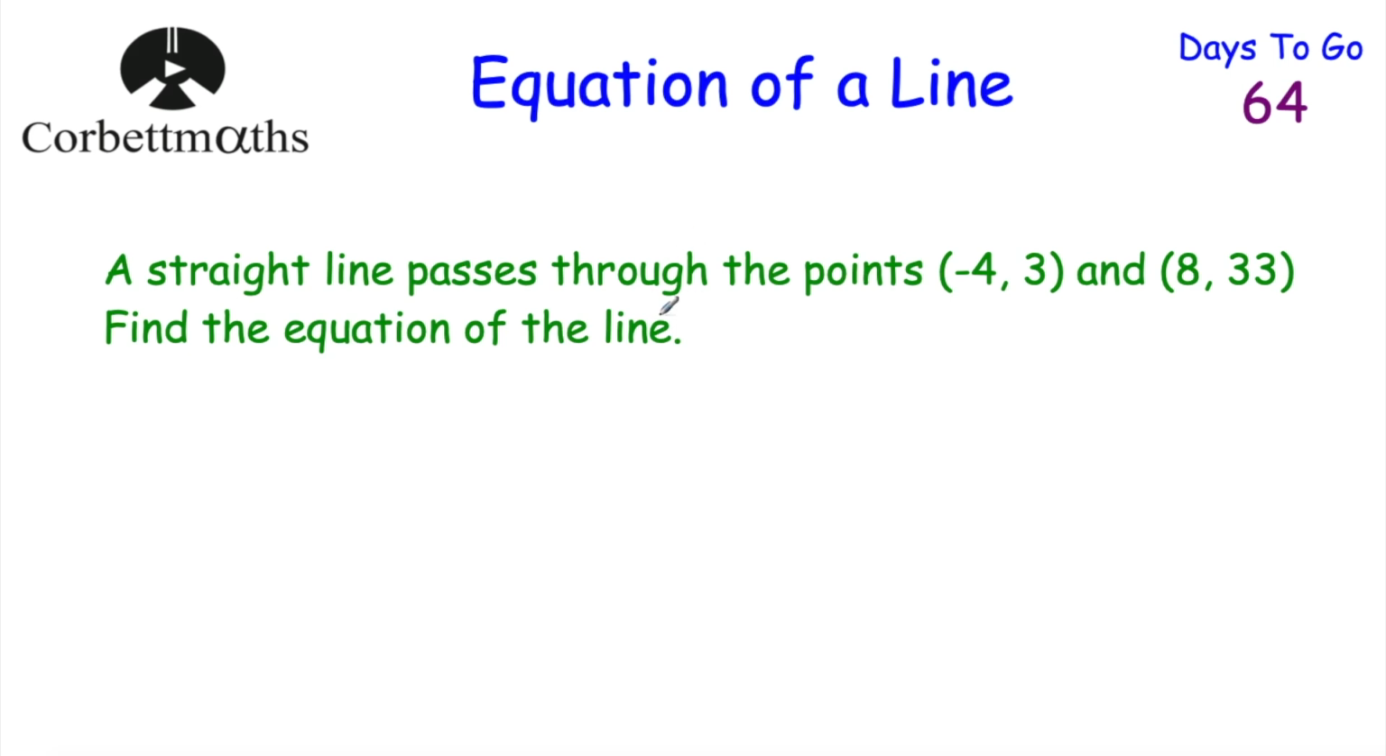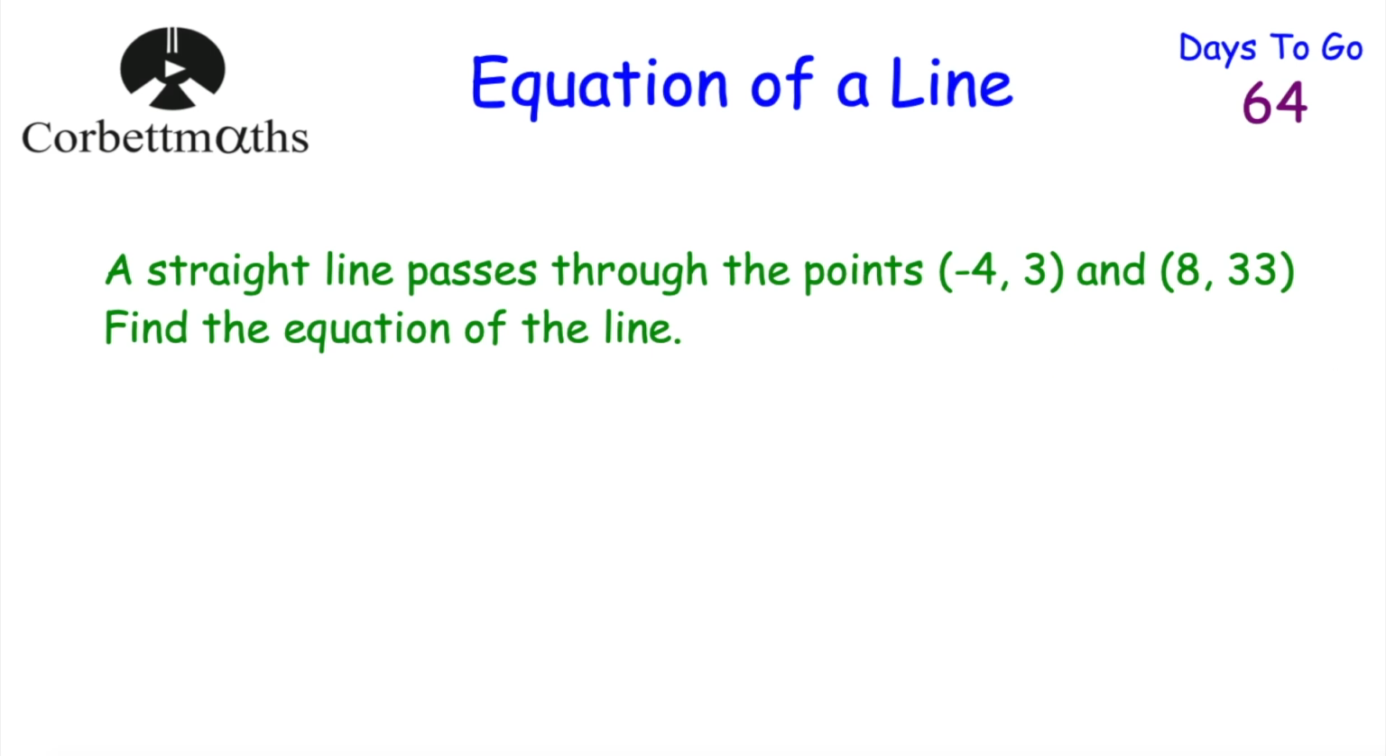Okay, let's have a look at our next question. So this time we've been given 2 points, the coordinates are negative 4, 3 and 8, 33, and we've been asked to find the equation of the straight line that passes through those points. So if you want to have a go at this question, feel free to press pause and try this question now.